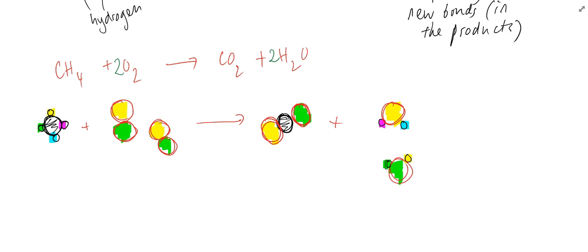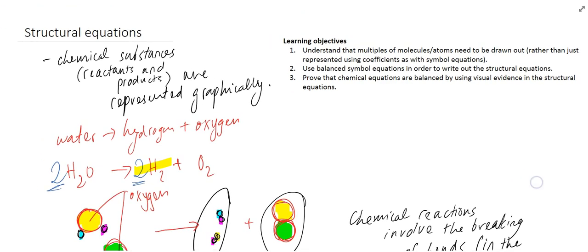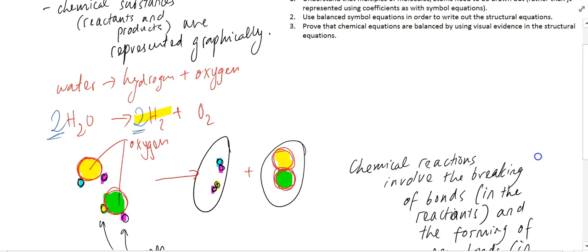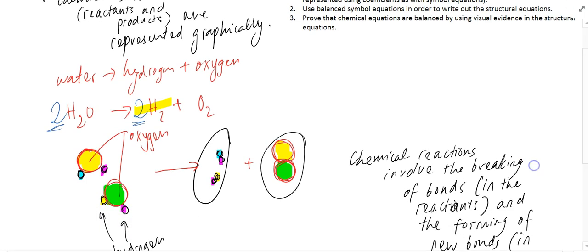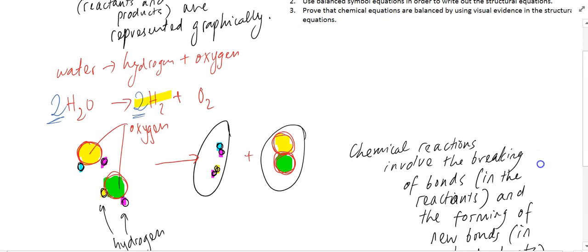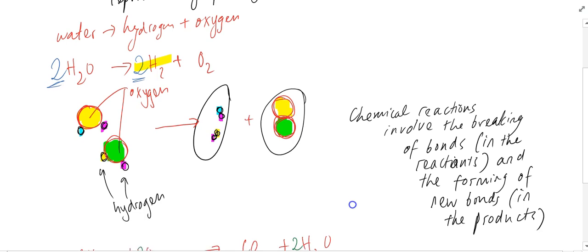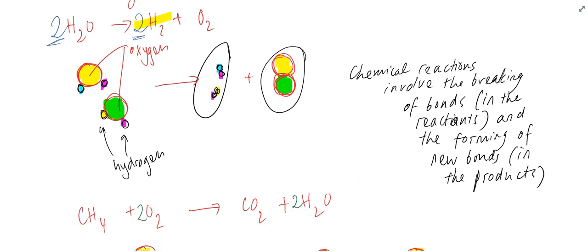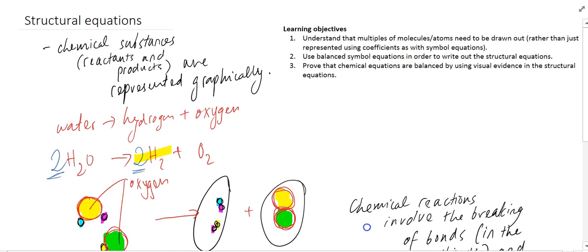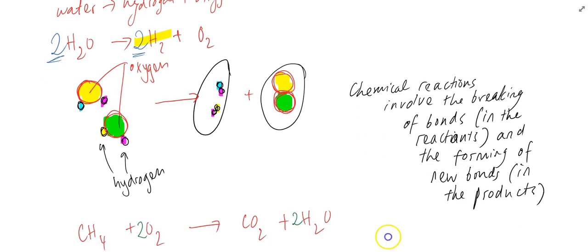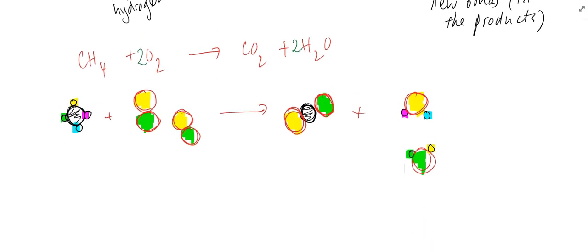So in this video we've had a look at structural equations, one of the 3 ways that you can represent chemical reactions. And we've really explored why it's important that chemical reactions have to be balanced, because whatever comes into the reaction in the reactants has to come out in the products. We can really see that new bonds are formed between atoms. Atoms are finding new ways to connect with each other. That's the whole principle behind new bonds being formed.